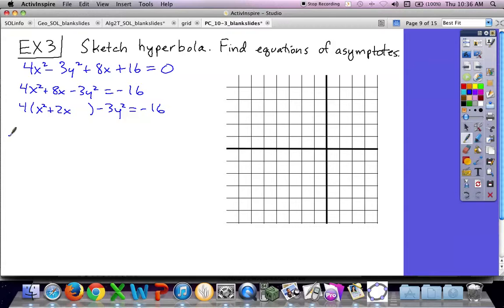Okay, what do I have to add in the parentheses to complete the square? Half of 2 is 1. 1 squared is 1. What do I add to the other side to compensate? 4 times 1, 4. So here's what it looks like so far. 4 times x plus 1 squared minus 3y squared equals negative 12.